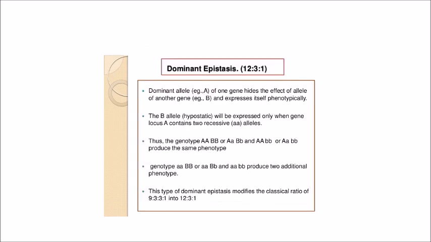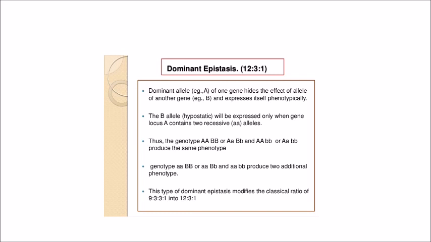Dominant epistasis. The ratio is 12:3:1. Now, a dominant allele, for example capital A, of one gene hides the effect of alleles of another gene, for example capital B, and expresses itself phenotypically. The capital B allele is hypostatic in nature because the function of capital B has been suppressed by the capital A gene, which is epistatic in nature.